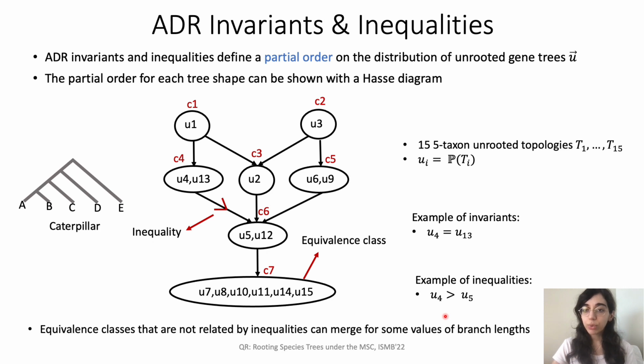An important thing to note is that this Hasse diagram is independent of the branch lengths of the model tree. However, the equivalence classes that are not related by an inequality, for example here C3 and C5, can merge for some values of the branch lengths.